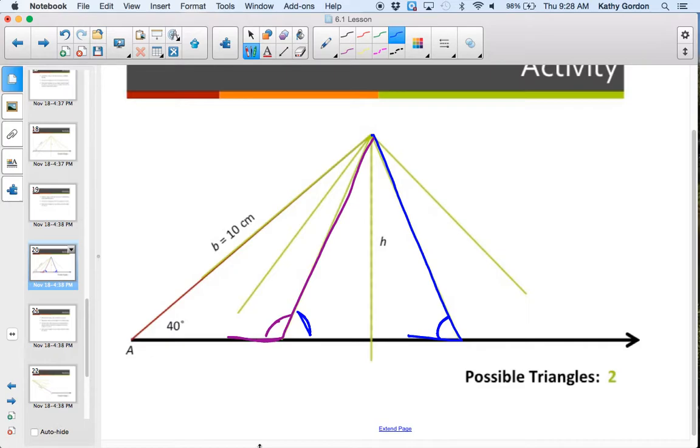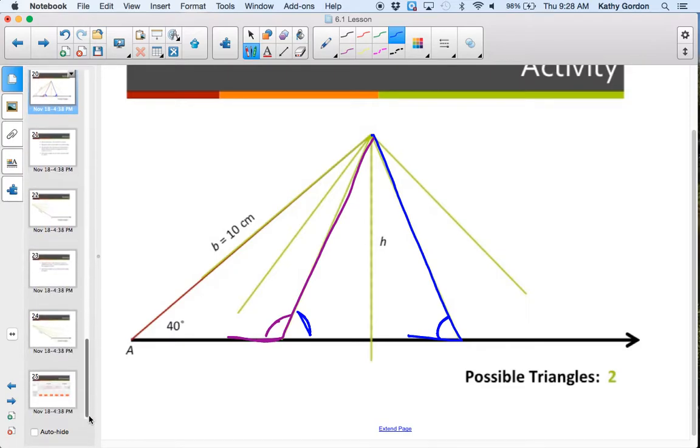So this one's the tricky one, because if you're not paying attention and you don't realize you're working with a situation where there's two possible triangles and then you only give me one, you've just lost half your points because you didn't give me the second one that was possible. So you've got to make sure you're paying attention to what's going on with these.